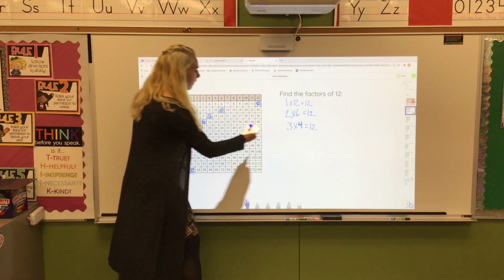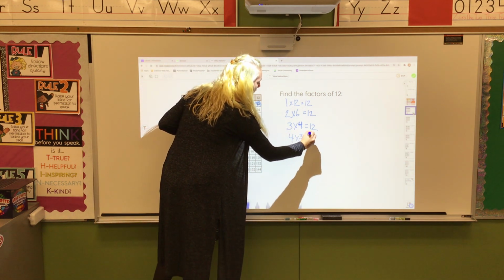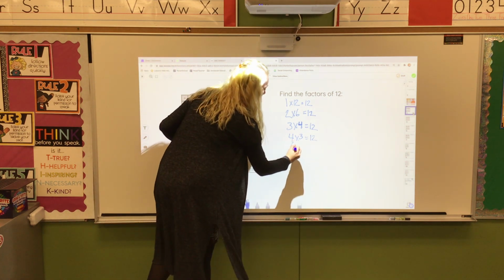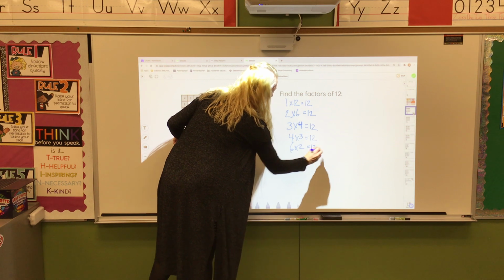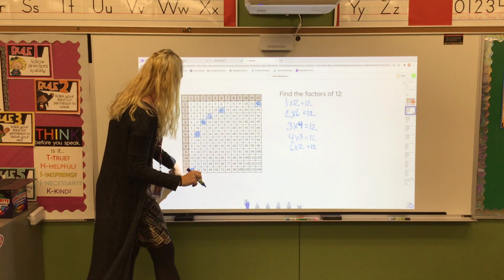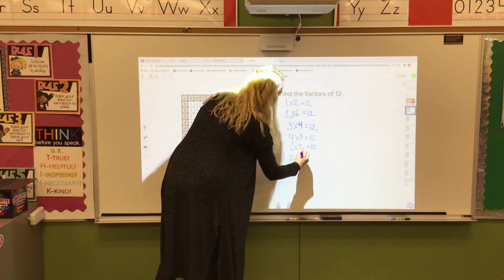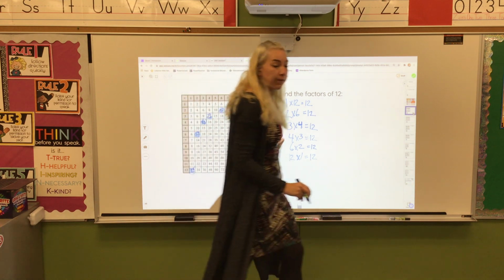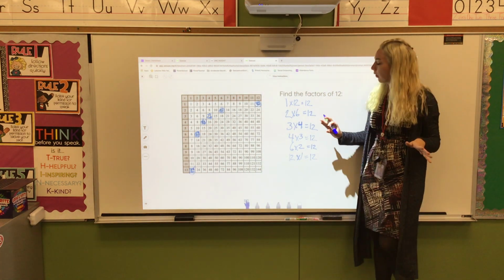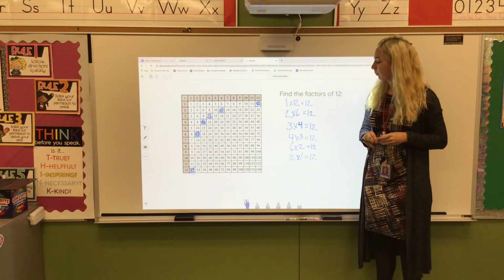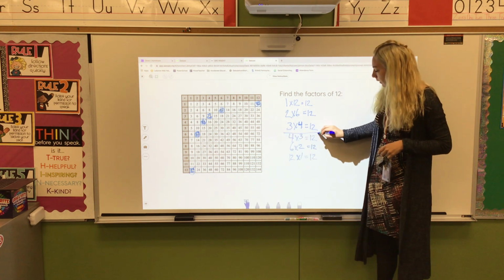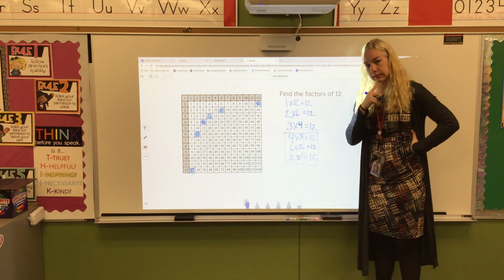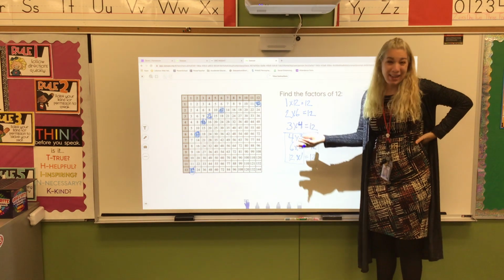Oh, these factors are 4 times 3 equals 12. 6 times 2 equals 12. That's a bad 6, sorry. And 12 times 1 equaled 12. Looking at these factors, these are all the factors of 12, but do you notice anything about them? Do you notice that these factors are the exact same as those ones above it? Because I found them again.